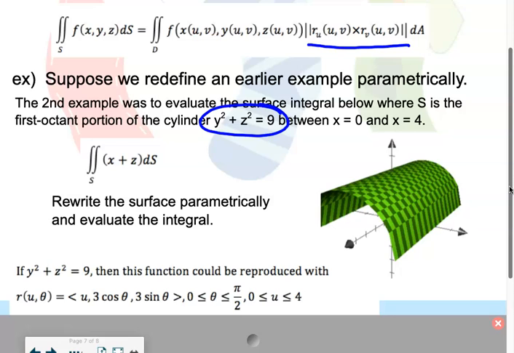You have two jobs. One is to rewrite your integrand in terms of u and theta. So x just becomes u, z becomes 3 sine theta. But then your other is to find r sub u cross r sub v, and then find the magnitude of it. So see if you can take a minute, find your partial u and your partial v, find their cross product, and then see if you can find the magnitude of that cross product.